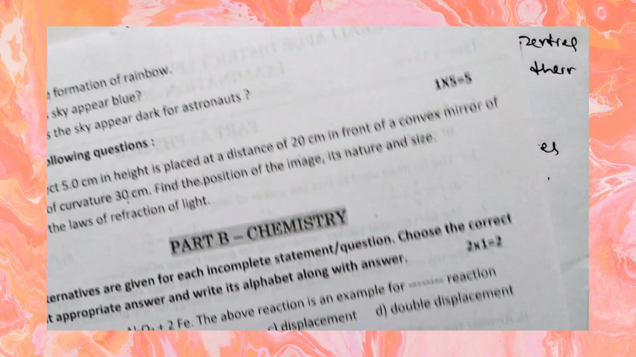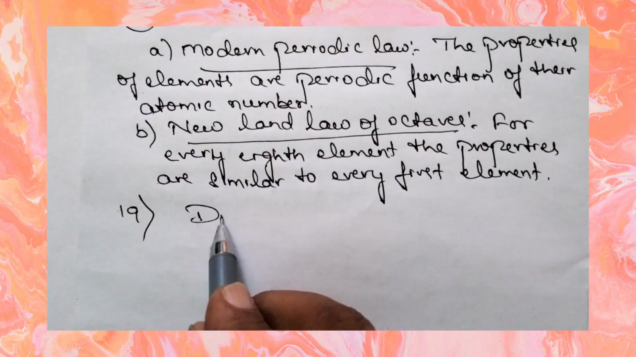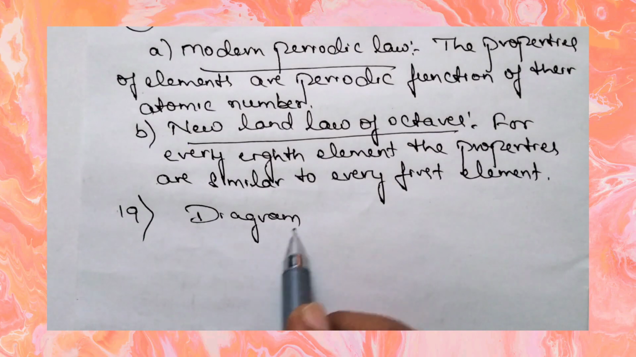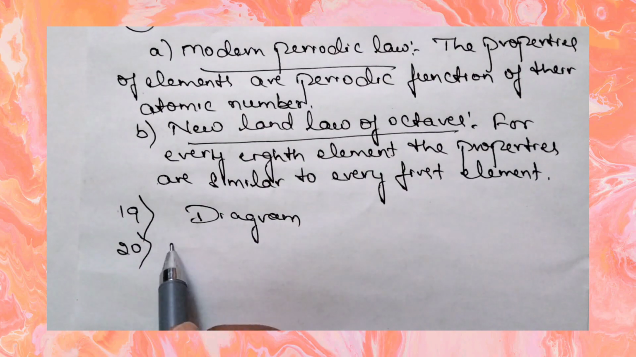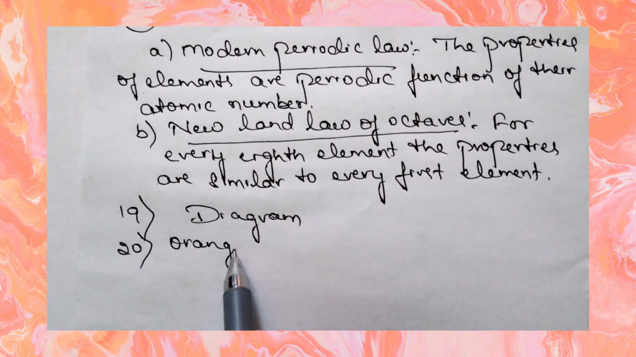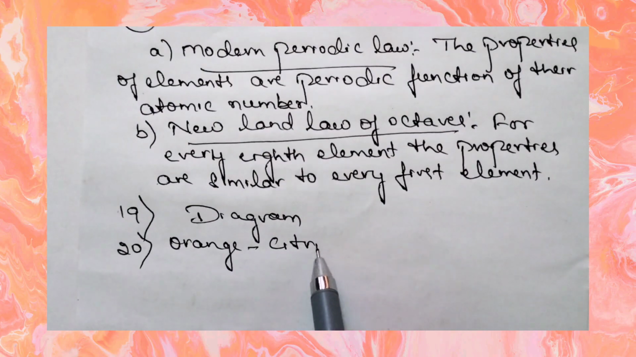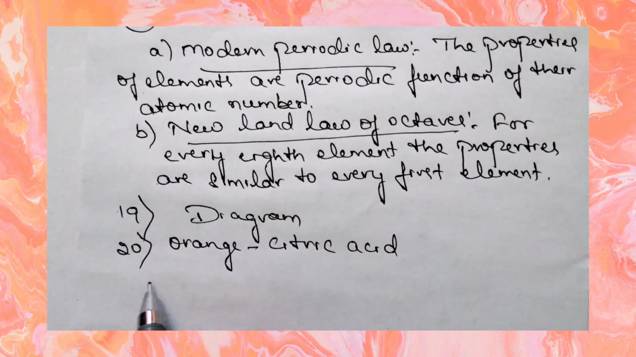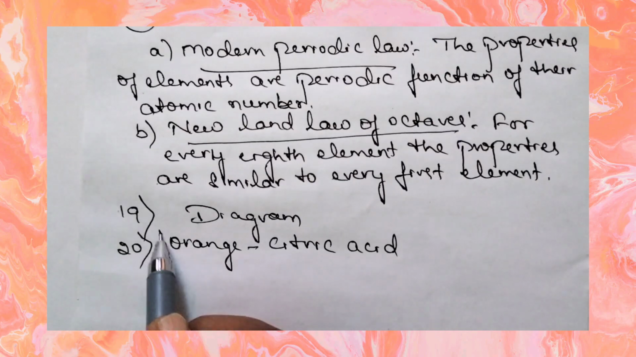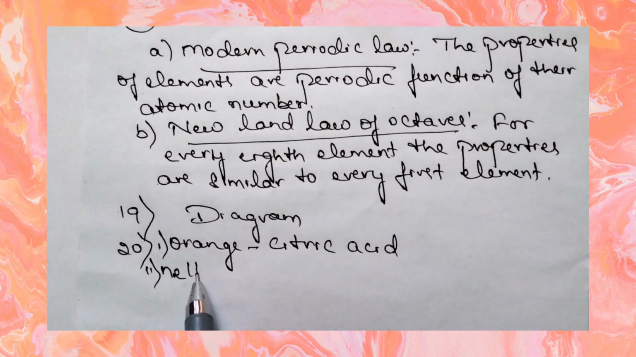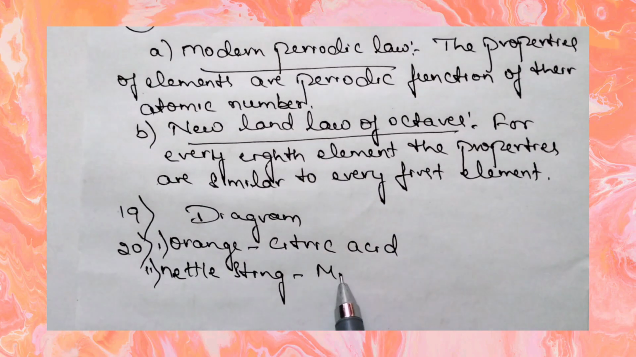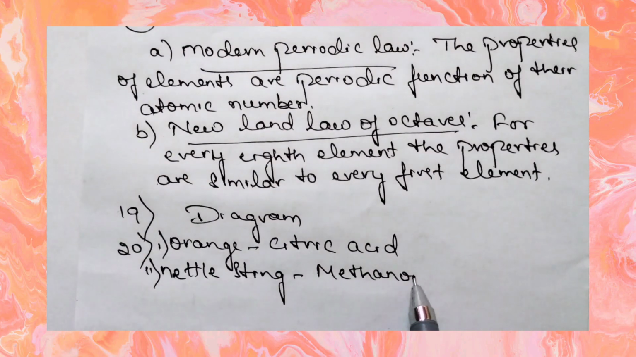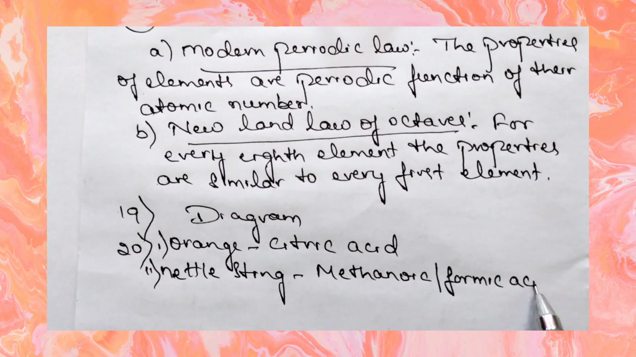So now the first one is in 20th, this is diagram. Then 20th question is, what is the acid that is present in orange? So orange has, that is citric acid. Then what type of acid is present in nettle sting? So nettle sting contains methanoic, either you can write methanoic or even you can write it as formic acid.